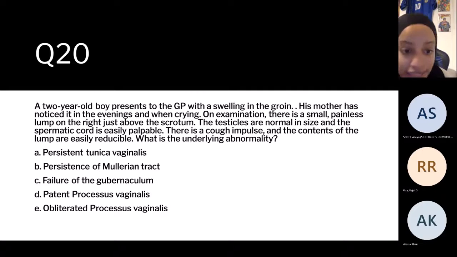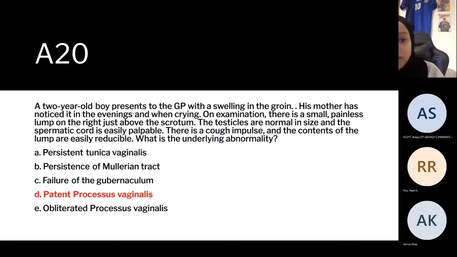We've stopped the poll, and yes, it's patent processus vaginalis. More often than not, this is quite a common finding in children of that age, and they usually present with an inguinal hernia because of this.